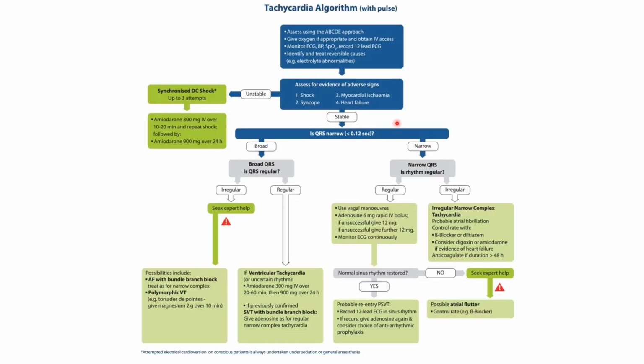So this is the old guideline from 2015, ERC, where it's quite classical, where you have a stable or unstable patient, and if it's a stable patient, then you go to, is it broad or narrow? If it's narrow, then you give adenosine, and if that works, then you have the diagnosis. If it doesn't work, then you go on, and so on.